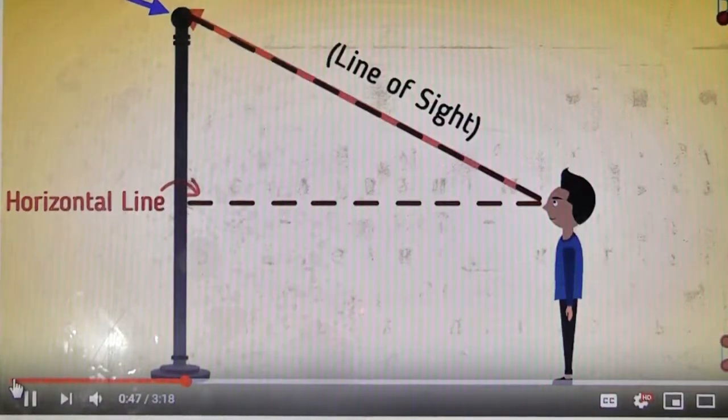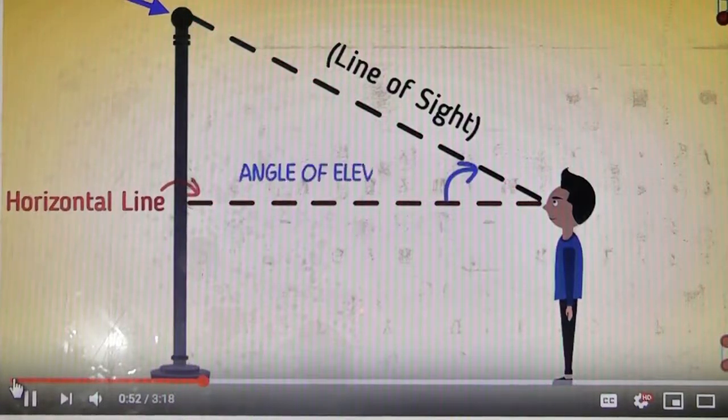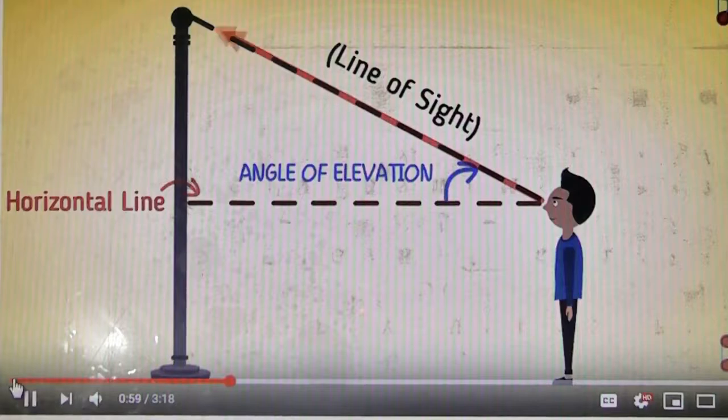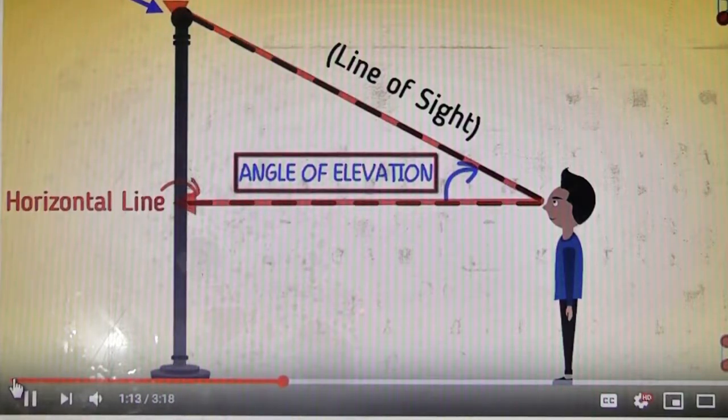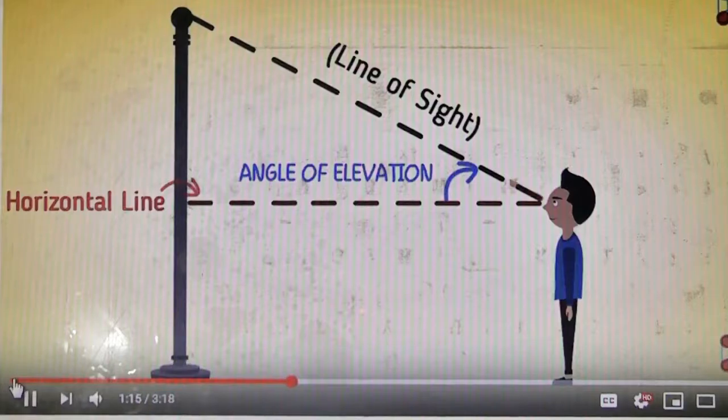When this line of sight to the top of the flagpole makes an angle with the horizontal line of sight, this is called the angle of elevation. The angle of elevation of the top of the flagpole with the horizontal line is called the angle of elevation. So the angle formed by the line above the horizontal line is called the angle of elevation. The line of sight in this case is above the horizontal line.